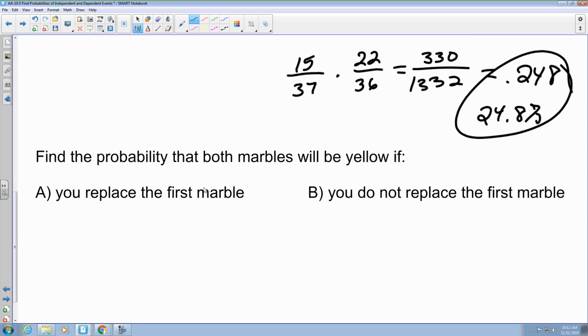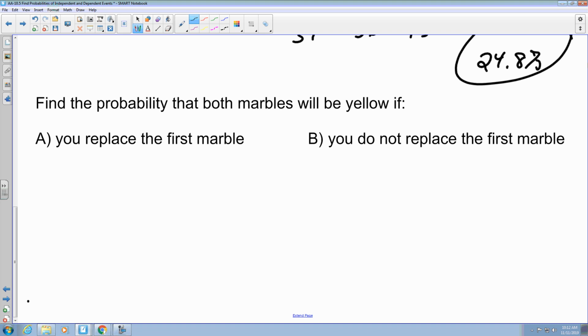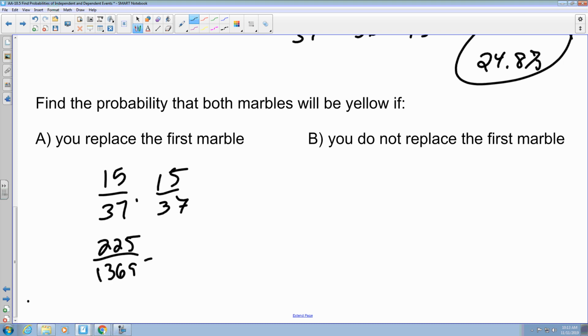All right, so here it says find the probability that both marbles will be yellow, and you replace it. Since it's a replacement, it's independent, so it's just the probability of A times the probability of B. So it's 15 out of 37 times 15 out of 37. That gets you 225 over 1369, which is about 0.164, so 16.4%.